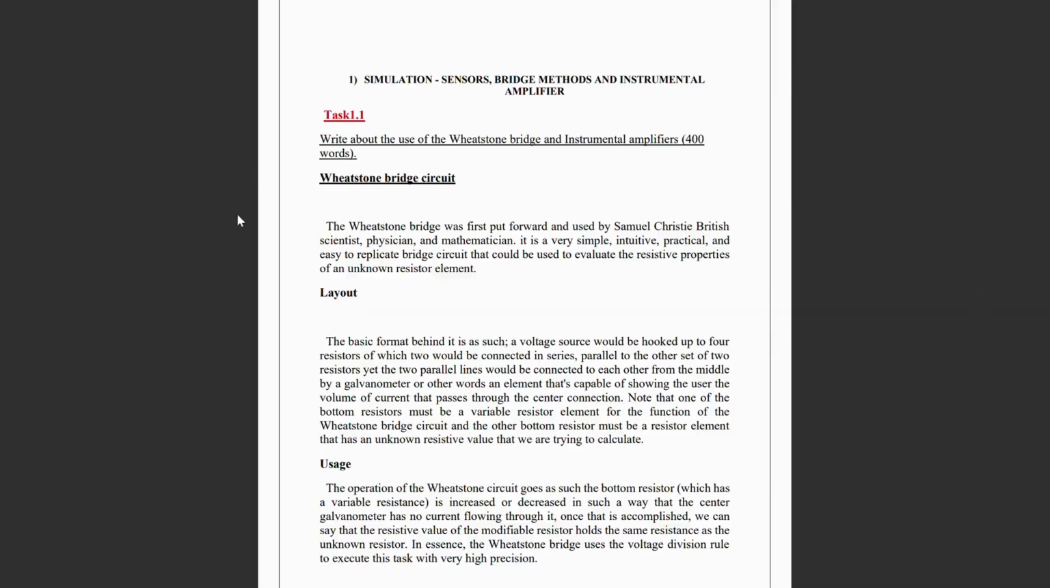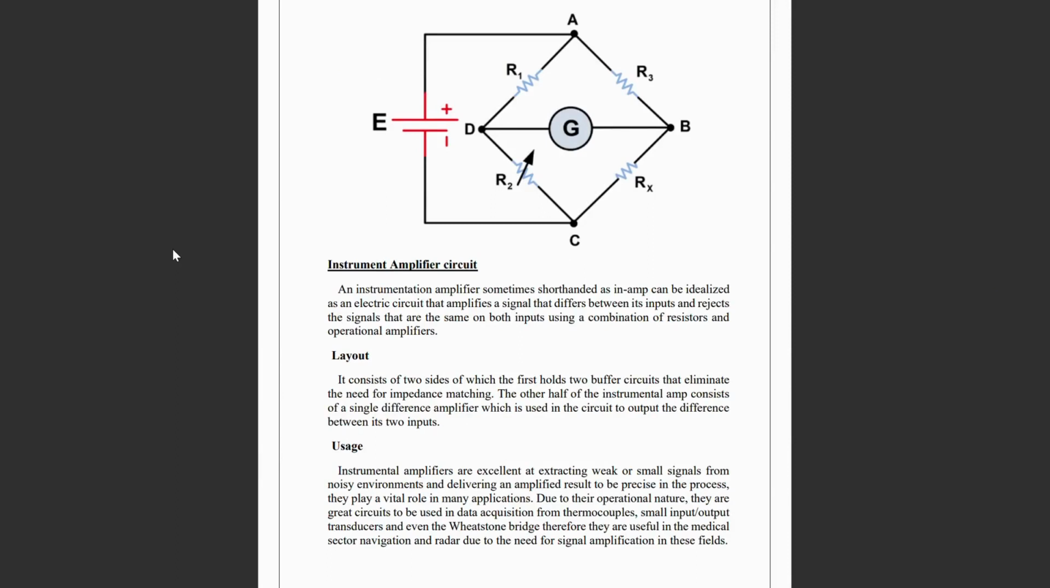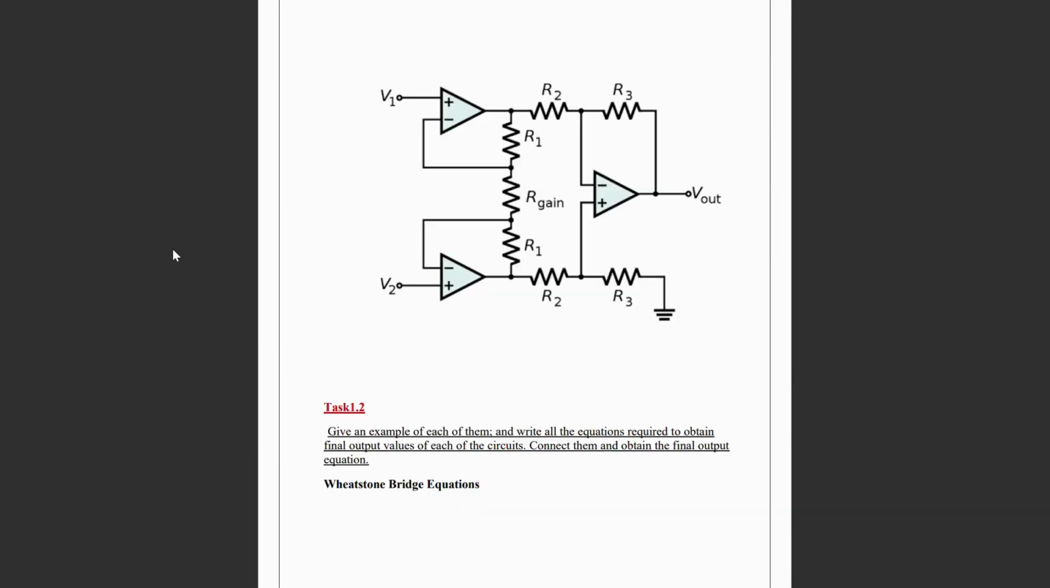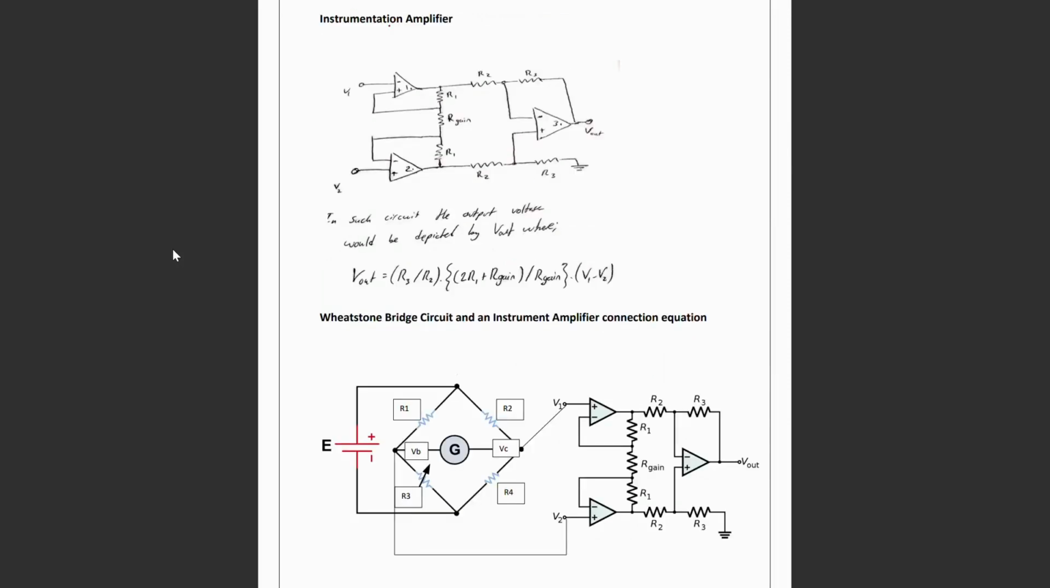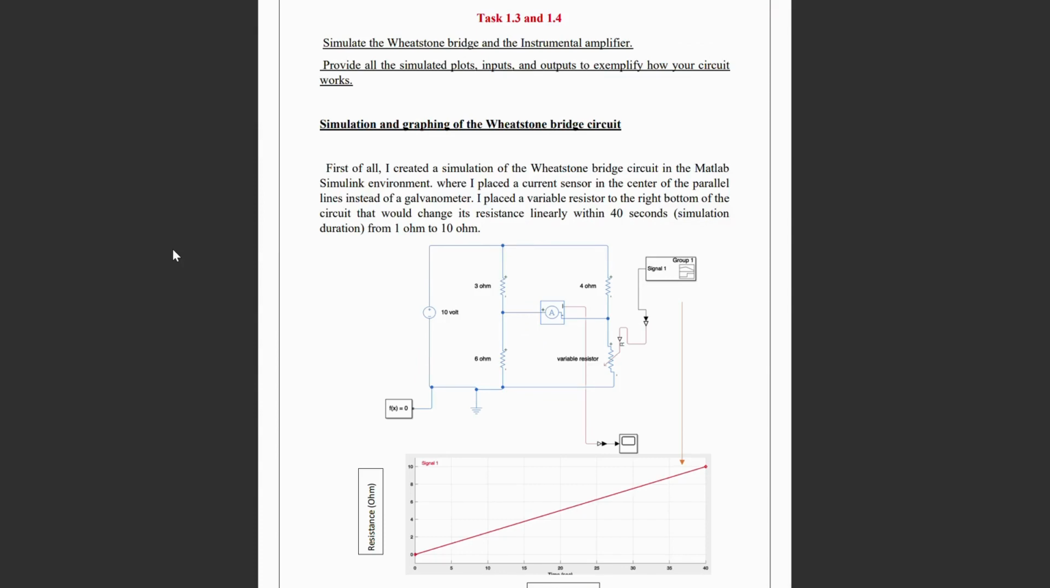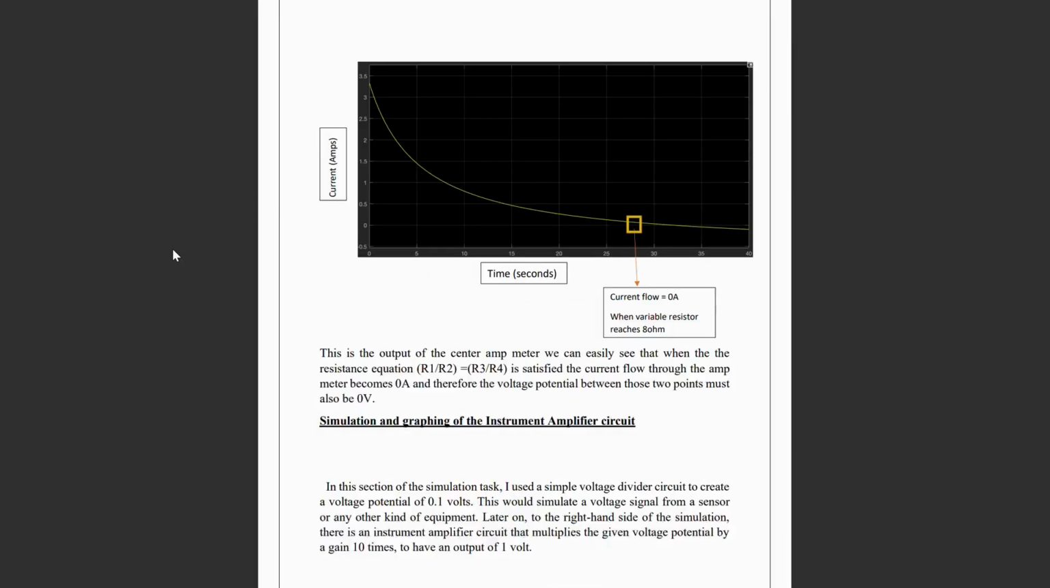Okay, so this is our submission. This is our first task. We wrote down the information about the circuits. We did their diagrams, how they should look like. We simulated them on MATLAB and Simulink. We wrote down the equations of it. For example, we had a Wheatstone bridge and some of the op-amps. We had to do them as well. We did their connection equations. We showed their diagrams. This was for the first task.